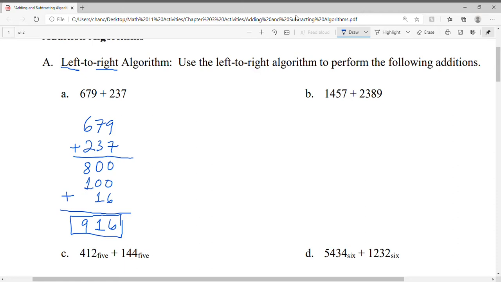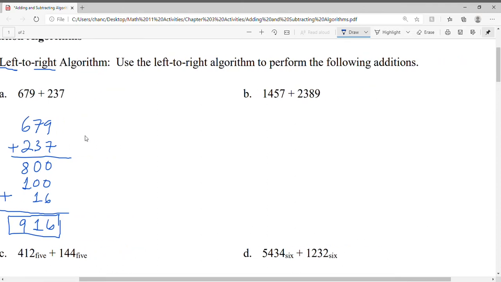Now the advantage of this method is it allows students to understand what these place values represent. 6 plus 2 does not represent 6 plus 2. It represents 600 plus 200. So this technique is useful for those students that are just getting started with math.